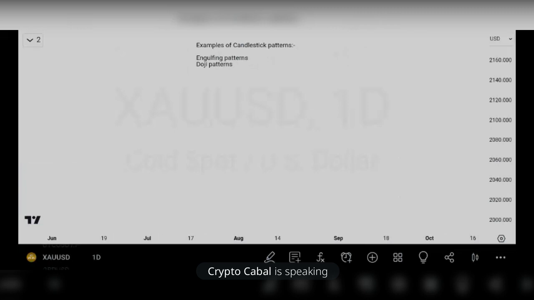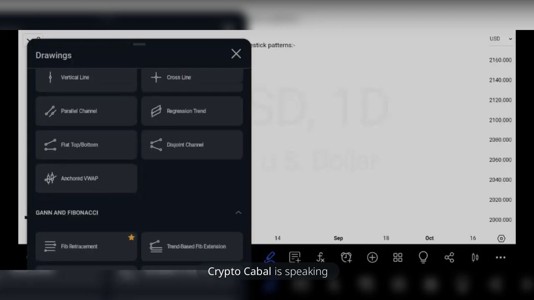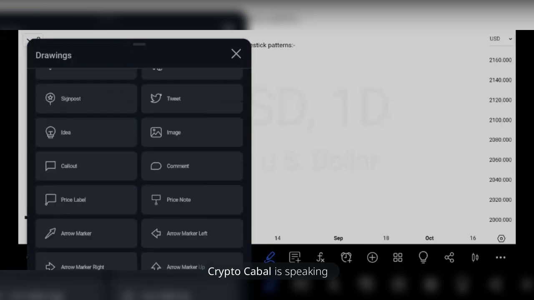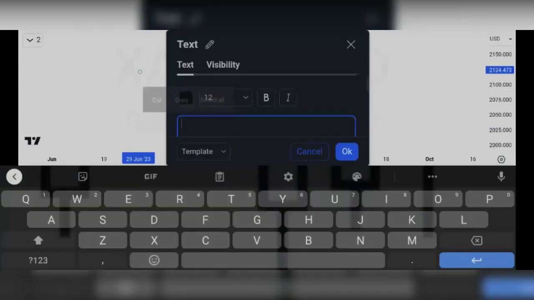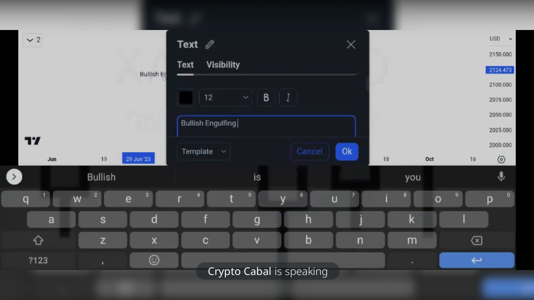So engulfing patterns are patterns that occur when a particular candle completely engulfs the body of another candle. Now, there are two types of engulfing patterns. We have the bullish engulfing pattern and the bearish engulfing pattern. Let me quickly type it out. We have the bullish engulfing and bearish engulfing.